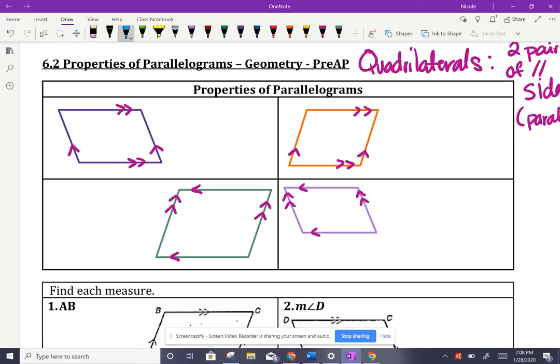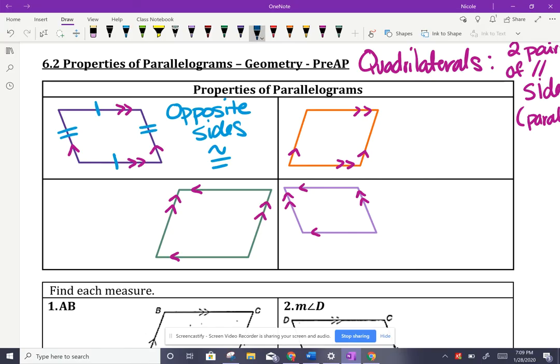So the first property we are going to talk about has to do with the sides. Now we know the sides are parallel, but there's also something else about them. Opposite sides are congruent. So these 2 are congruent to each other, and these 2 are congruent to each other. Makes things really beneficial and helpful as we work through.